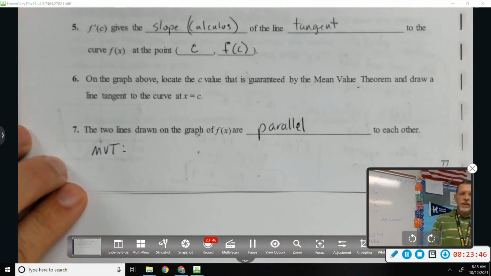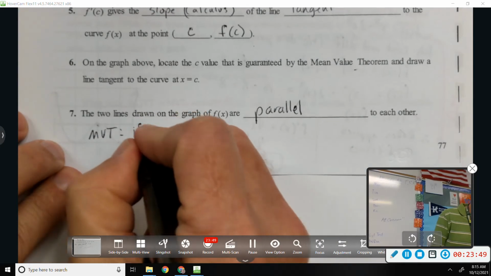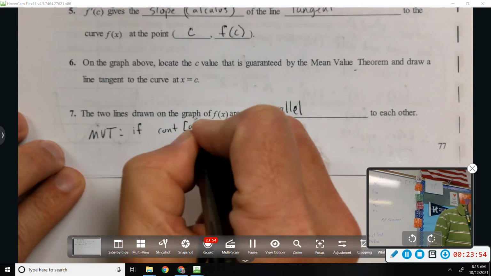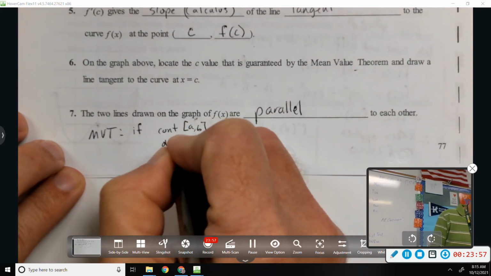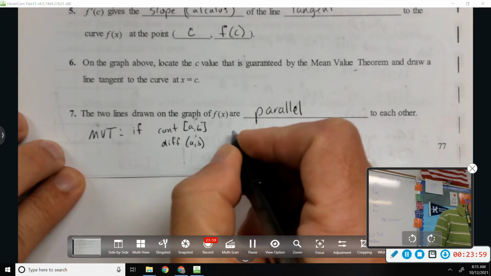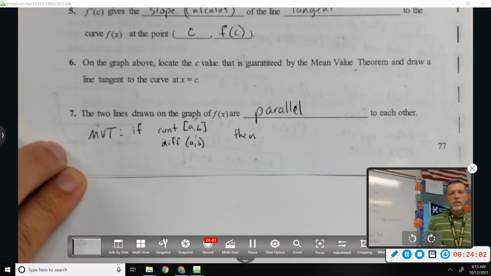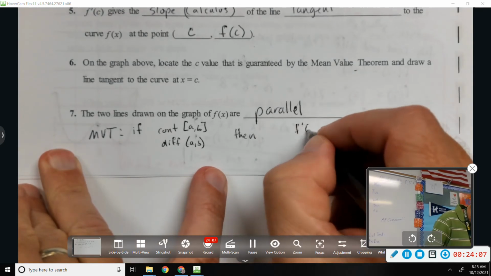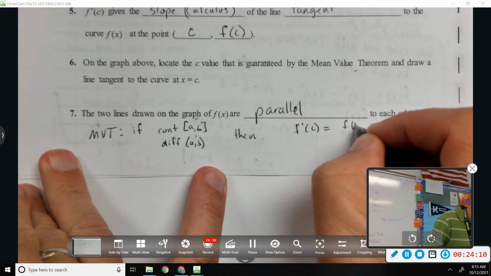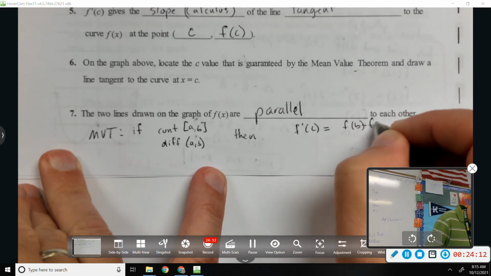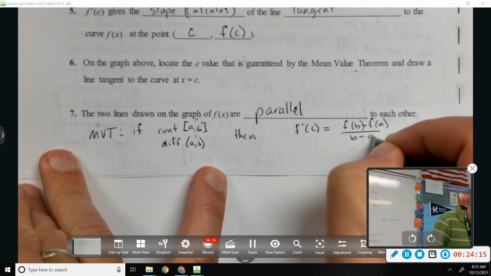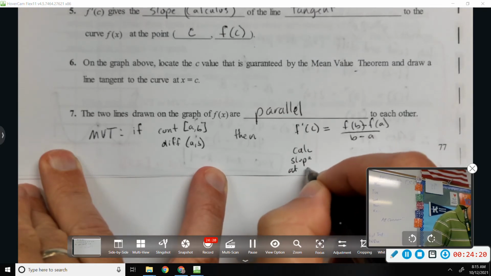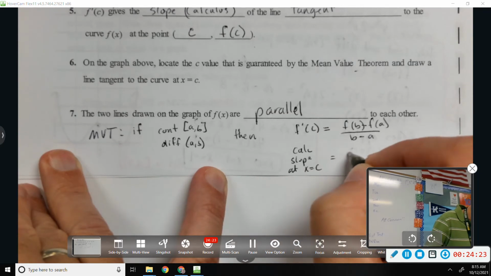Here's MVT in a super condensed form. If it's continuous on the closed, differentiable on the open, then, I'm going to just write it again. The calculus slope is equal to the algebra slope. The calculus slope at x equals c equals the algebra slope.